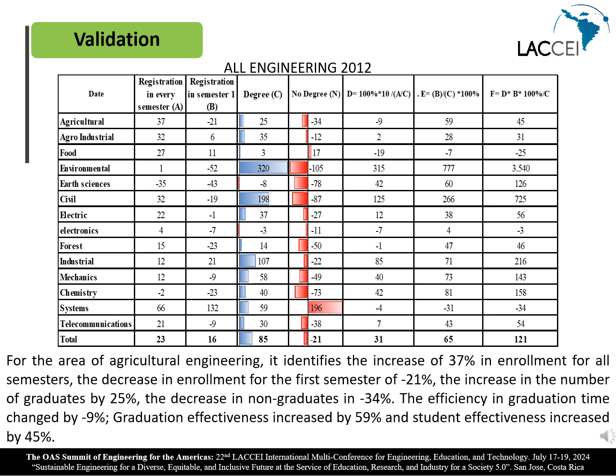The increase in the number of graduates by 25%. The decrease in non-graduates of minus 34%. The efficiency in graduation time changes by minus 9%. Graduation efficiency increased by 59%, and student efficiency increased by 45%. This is the same analysis in different careers around engineering.